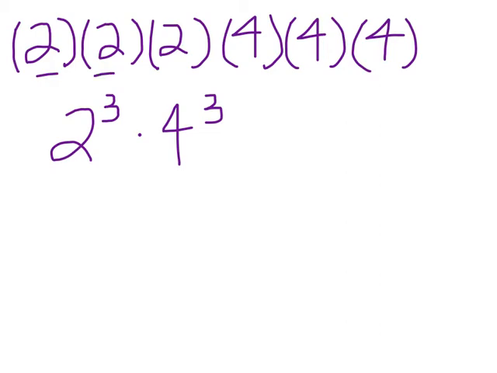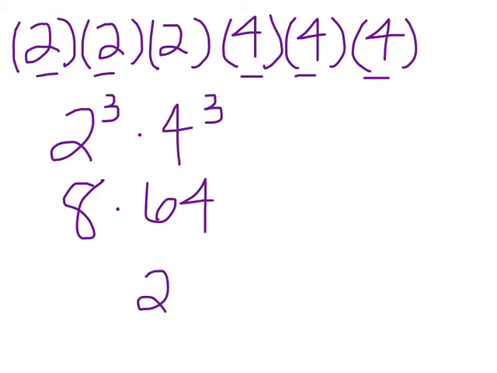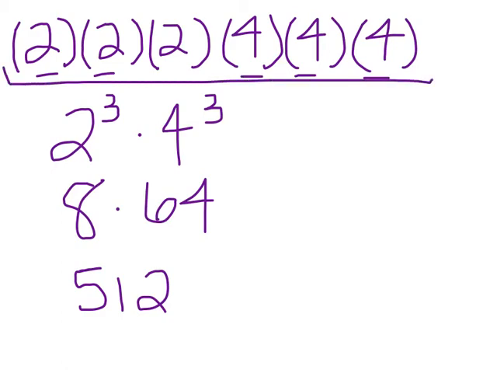So 2 times 2 is 4, times 2 is 8. 4 times 4 is 16, times 4 is 64. 8 times 64 is 512. So this whole thing actually equals 512.